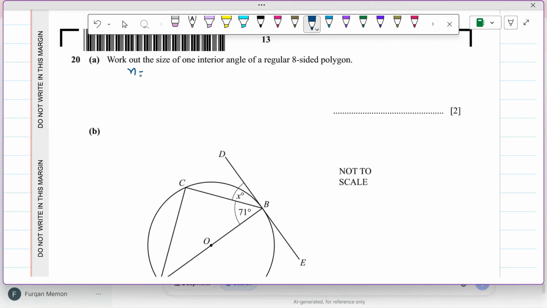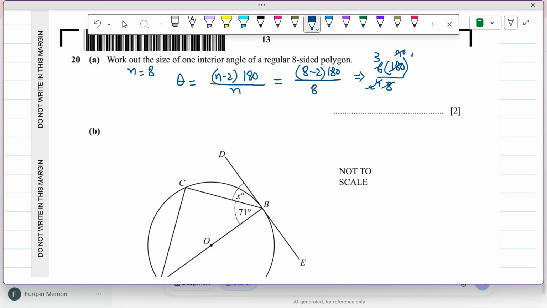Question number 20. Work out the size of one interior angle of the regular 8-sided polygon. We have n, which is 8 sides, and the interior angle formula: theta equals (n minus 2) times 180 over n. In this case, n is 8, so (8 minus 2) times 180 over 8. Solving, we have 6 times 180 over 8. Simplifying, this is 3 times 45, so this is equal to 135.